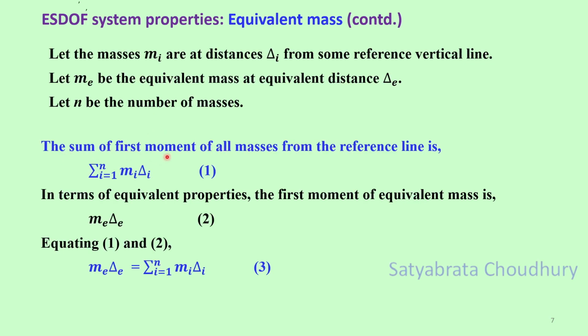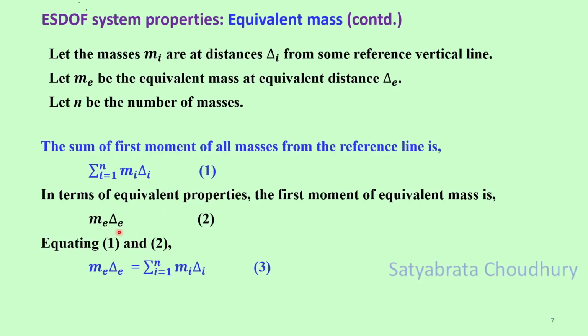Now I take the first moment of the masses. First moment means mass into distance. So the sum of the first moments of the masses becomes summation i equals 1 to n of Mi delta i. This is my equation 1. Similarly, the first moment for the equivalent system is ME into delta E. This is equation number 2. The first moment of masses of the real building and the first moment of masses of the equivalent single degree of freedom system should be equal. So I can equate these two and write ME delta E equals summation Mi delta i. This is my equation number 3.